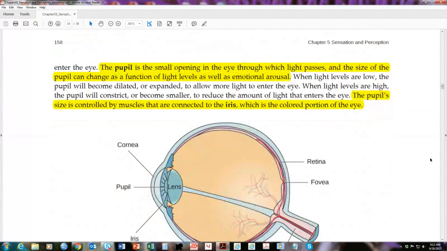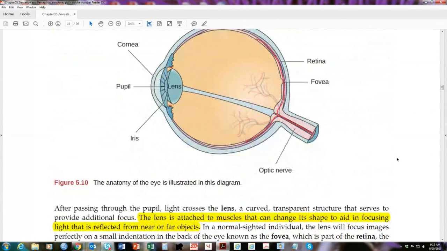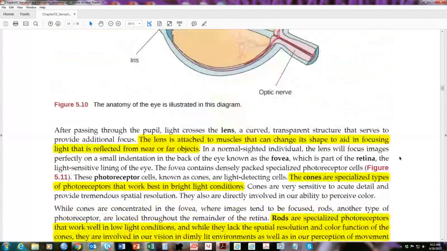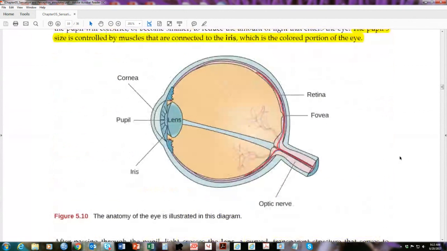The pupil is a small opening through which light passes, and of course that can dilate or constrict, and the dilation and constriction are controlled by the muscles of the iris. The iris is the colored portion of the eye, but it's also muscle tissue that regulates the opening of the pupil. And then light will pass through the lens, and the lens is what focuses the image onto the retina. If you look at figure 5.10, the retina is the part of the eye that contains the sensory receptors. So the sensory receptors are located at the back part of the eye in a structure called the retina.